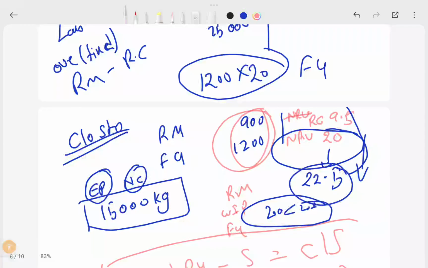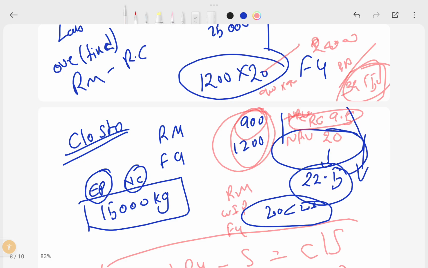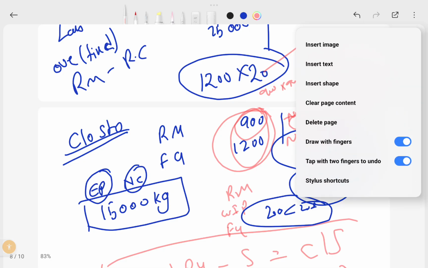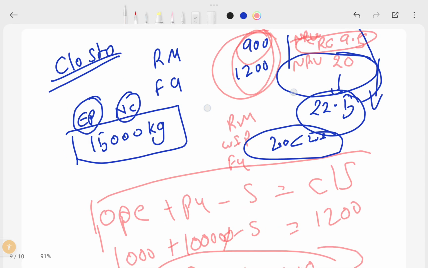What is your replacement cost? 9.5 they have given. So what is the stock? 900. 900 multiplied by 9.5, this cost is coming 8,550, and the finished goods 24,000. The answer is 32,550. This is the final answer. So that is what they are asking.